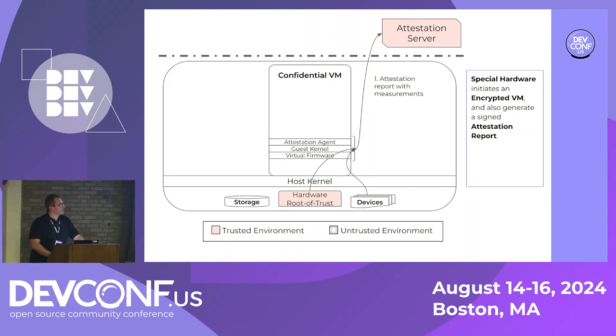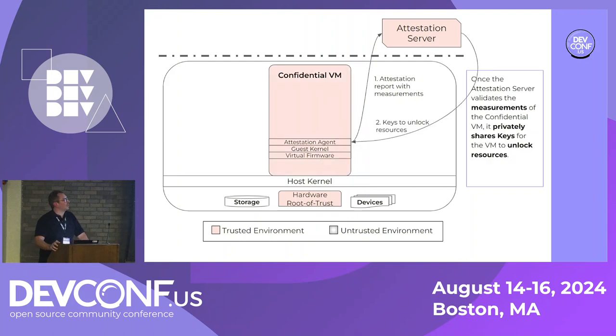So this is done essentially through an agent that is inside the confidential VM. The VM starts normally. It's very compatible. There is code that needs to be present in both host and guest for this to be possible, but pretty much everything else is standard. We start a virtual firmware. We start a guest kernel, and then we start an attestation client.